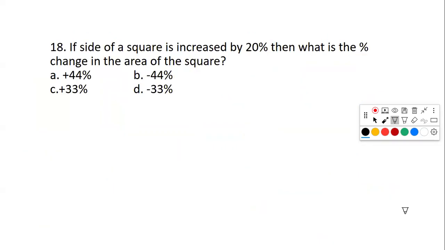Try this one. If the side of a square is increased by 20%, then what is the percentage change in the area of the square? Now 100 is becoming 120. 100 into 100, 120 into 120. Or 10 into 10, then 20% increase means 12 into 12.